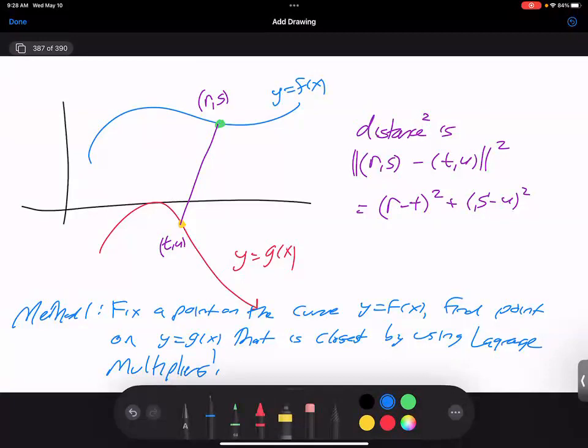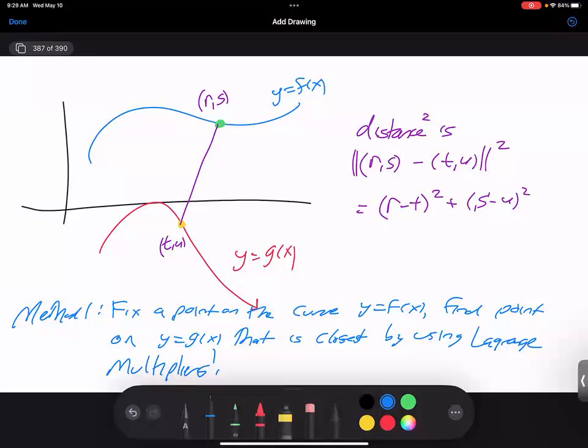But that doesn't answer the problem. The problem was, which 2 points are closest, or what's the smallest distance between them. I was able to find, for a fixed point on the blue curve, what's the shortest distance. Now what do I do? I fixed a point on the blue curve, and I found for that fixed point what's the closest. So how would you then find?